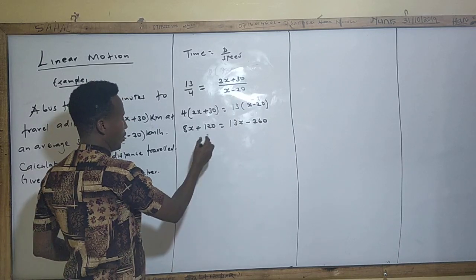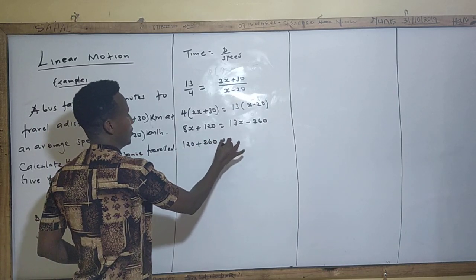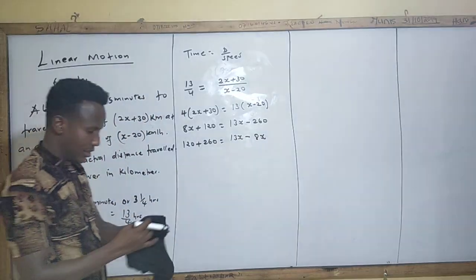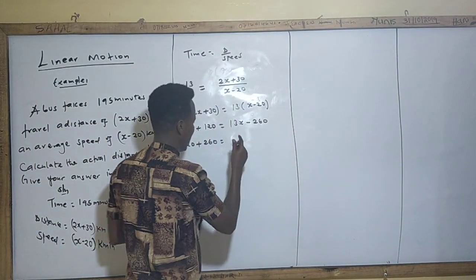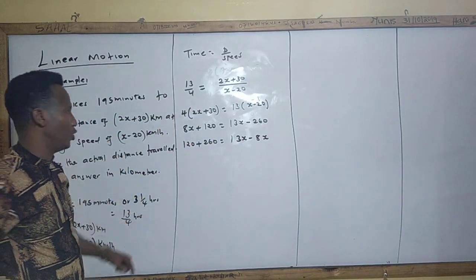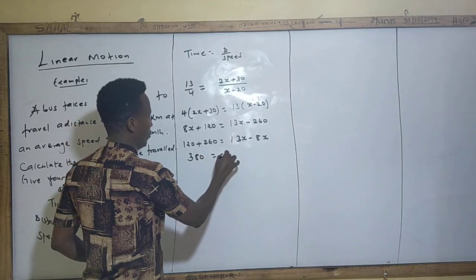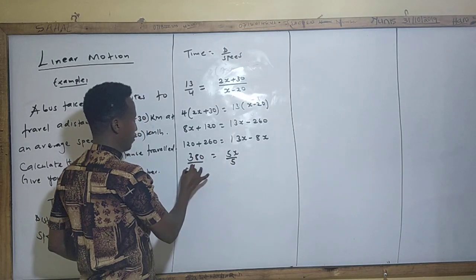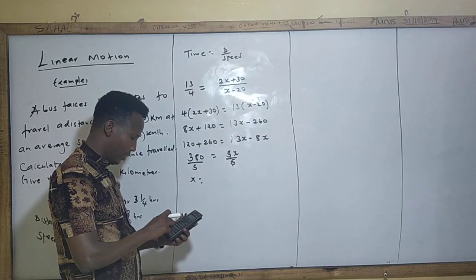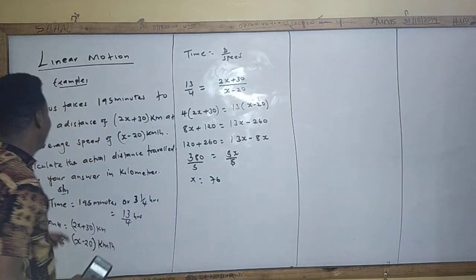Then what are we going to do? We can bring this one here. We can say 120 + 260 is equal to 13x - 8x. Because 8x is positive here, on the other side it will be negative. Remember, 260 is negative here, on this side it will be positive. So this gives me 380 is equal to 5x. Then to get the value of x, divide both sides by 5. So x is equal to 380 divided by 5, that's 76. That's the value of x.